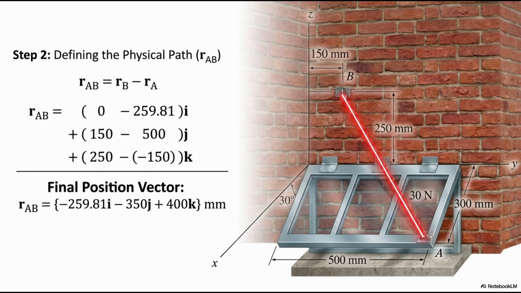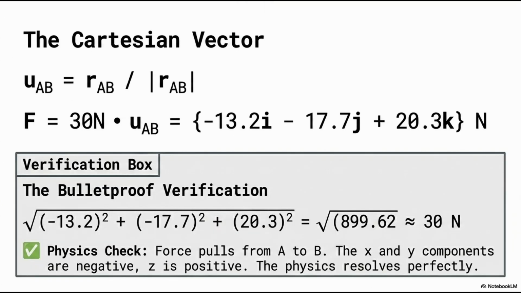Next, we calculate the actual length of the chain, which is simply the magnitude of this position vector. We take the square root of the sum of the squares of the components, which gives us the total length in millimeters. To find our unit vector and write out our final force vector, we take this position vector, divide it by its total length, and multiply it by the given force magnitude of 30 newtons.